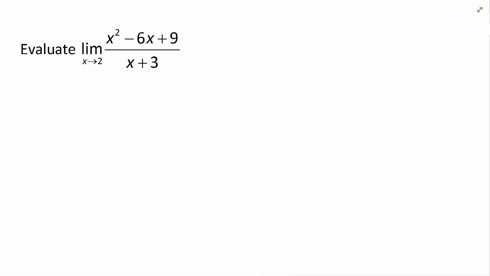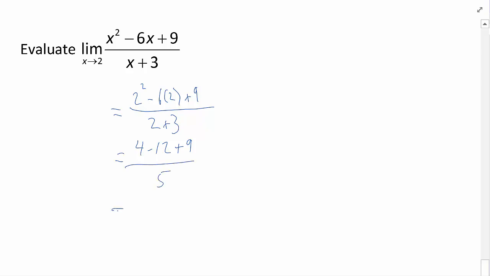So, to evaluate the limit of x squared minus 6x plus 9 over x plus 3 as x is approaching 2 gives us simply 2 squared minus 6 times 2 plus 9 over 2 plus 3. This is equal to 4 minus 12 plus 9 all over 5, and so what we get is 1 over 5.